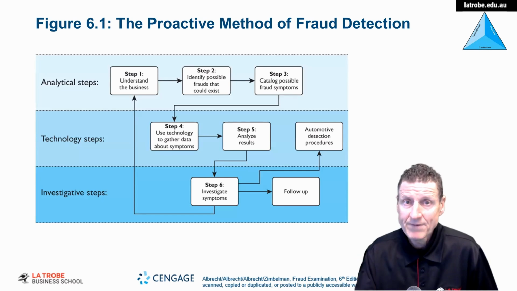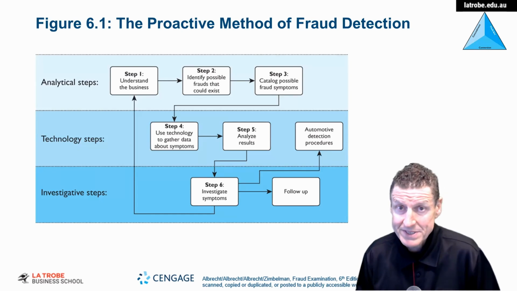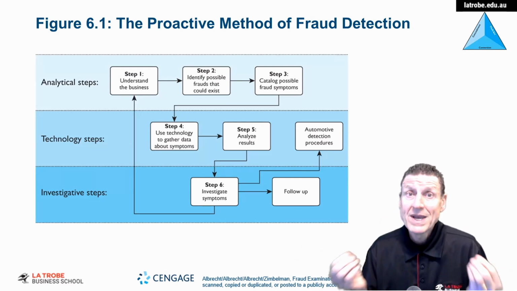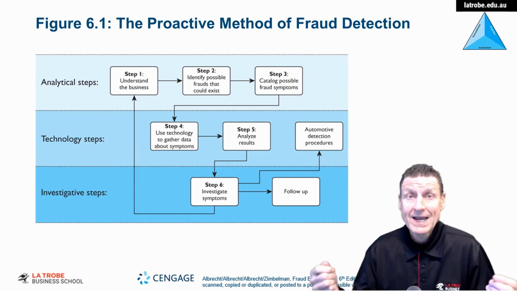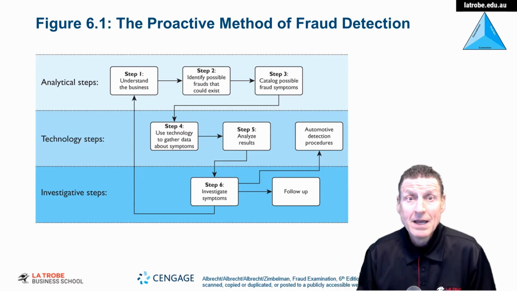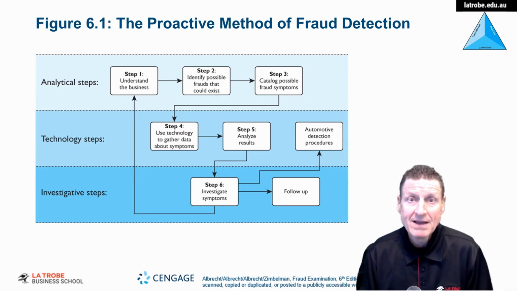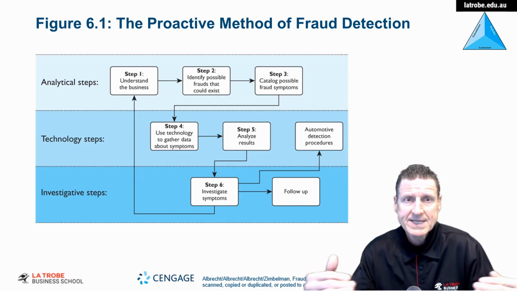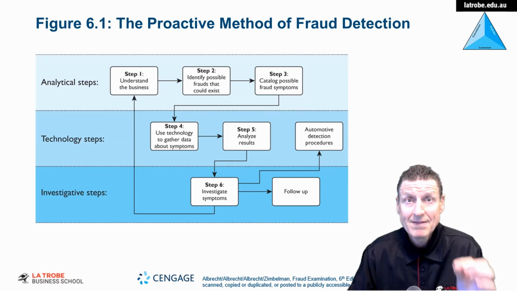Then step 2, identify the possible frauds that could exist. Step 3, catalog possible fraud symptoms. And the whole step 1 may have been started by the fact that some symptoms have already been red flagged and brought to your attention. Step 4, this is where you use technology, which is what we're talking about in this chapter. We're going to analyze the results and investigate symptoms further and do follow-up. So there's the basic steps that we are following. And we're basically in the middle section after we understand the business and identify possible frauds that can exist.